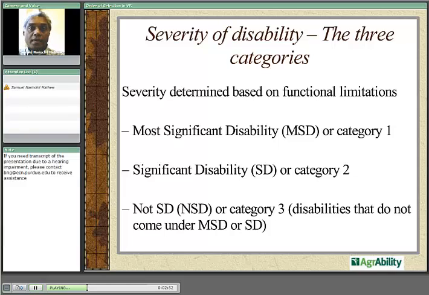Severity of disability, the 3 categories. The severity of the disability is categorized under one of the 3 as most significant disability, significant disability, and not significant disability, or MSD, SD, and NSD. As is apparent, category 1 has most severe disabilities among the 3 and hence may require more services. So when a waiting list is created due to paucity of resources, Category 1 or MSD customers are given the first preference. It is not uncommon for Category 3 or NSD customers not to receive services when OOS is declared for state VR.